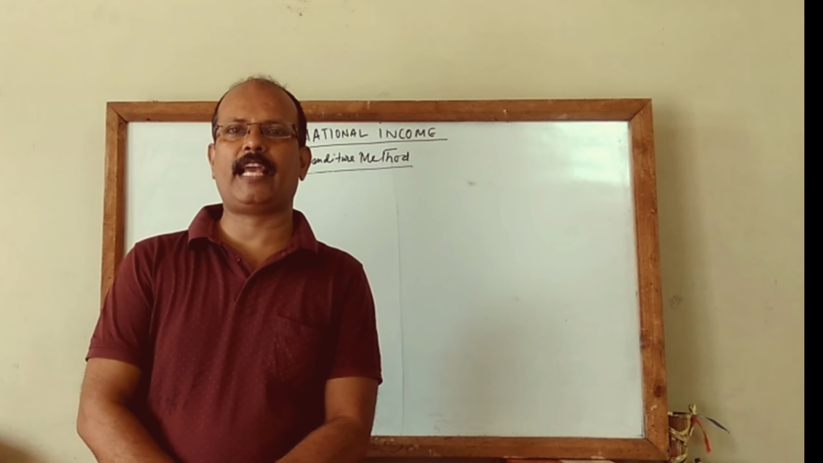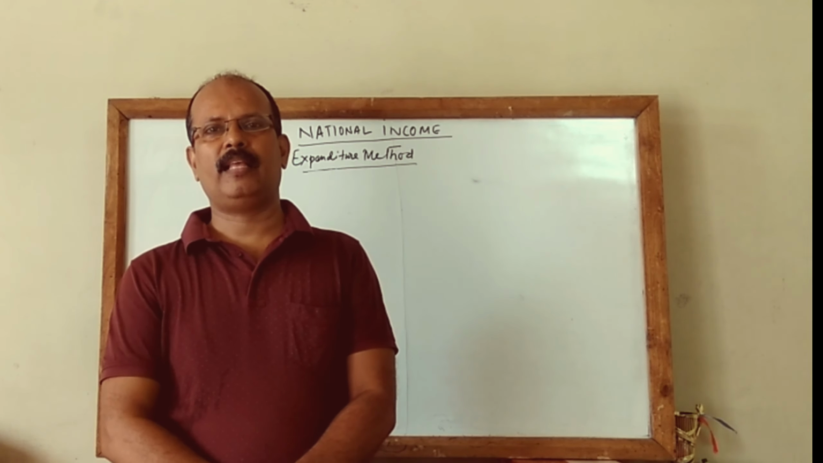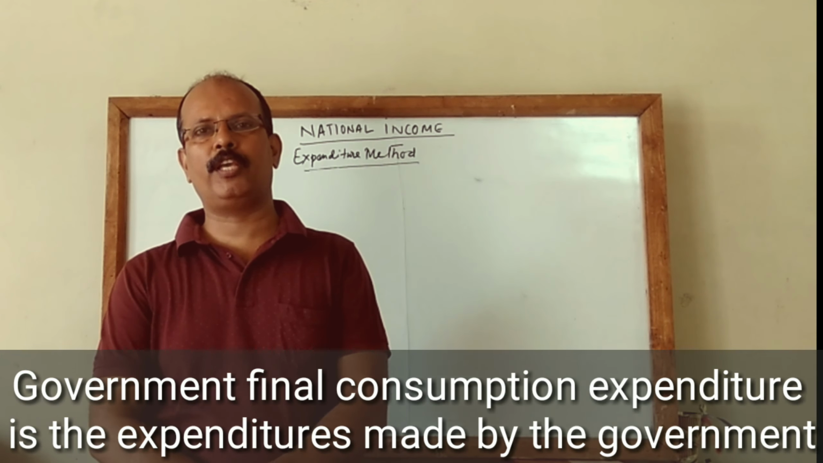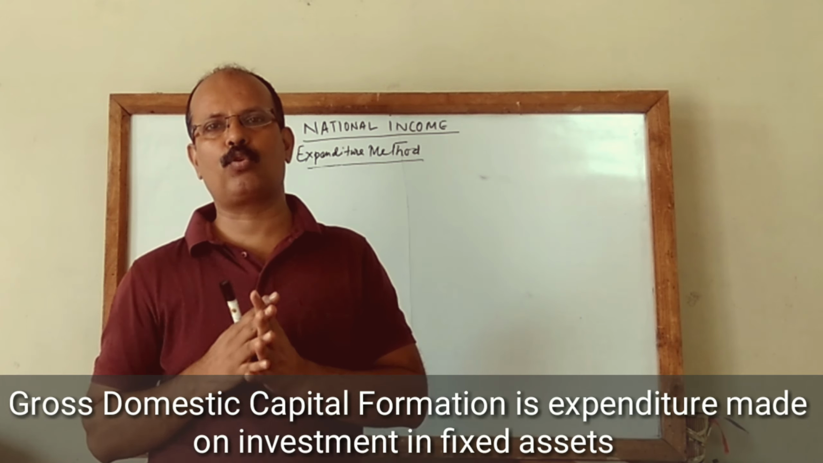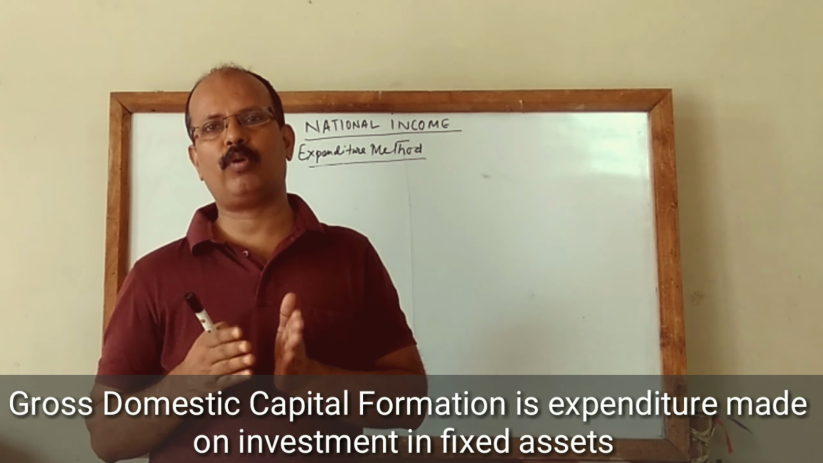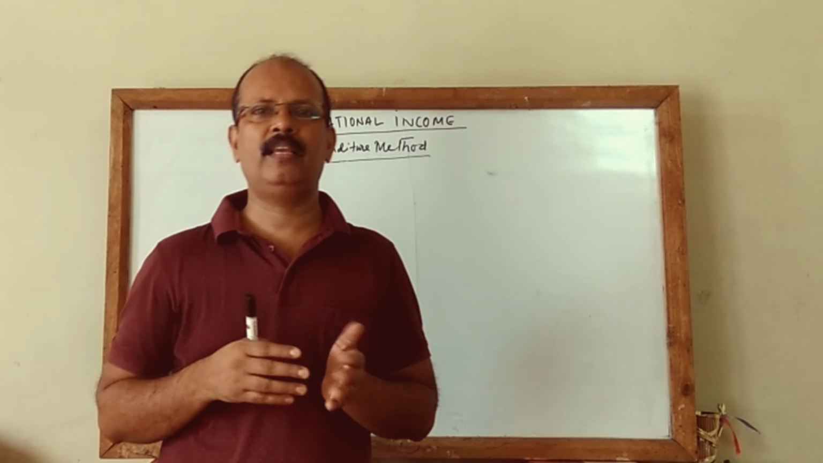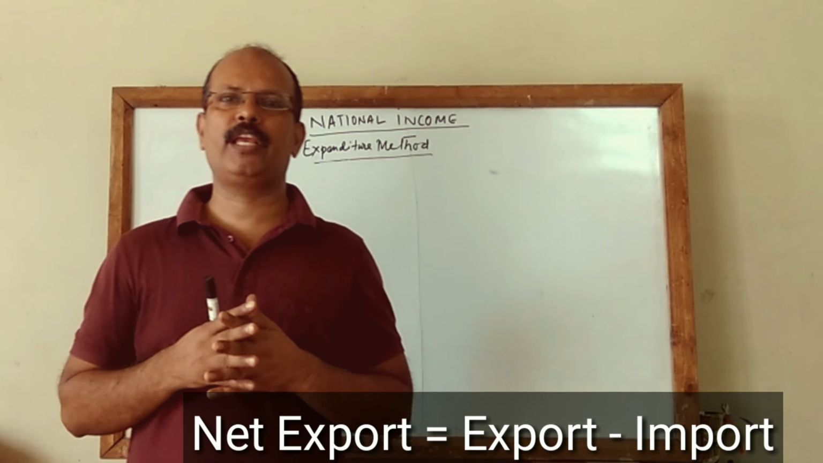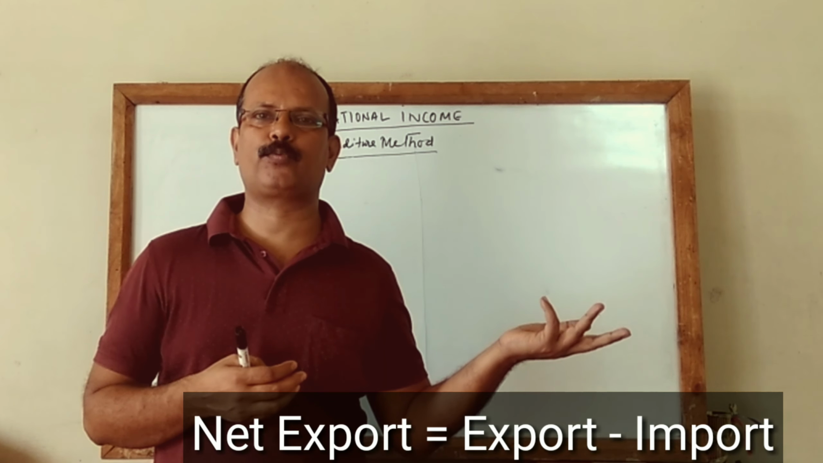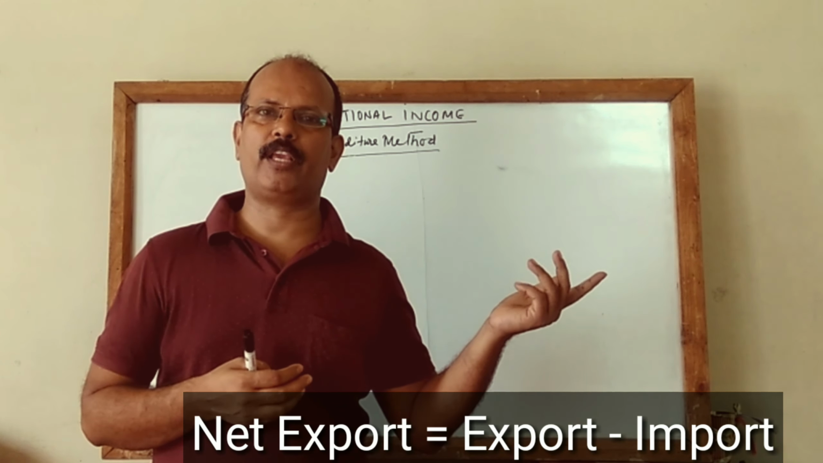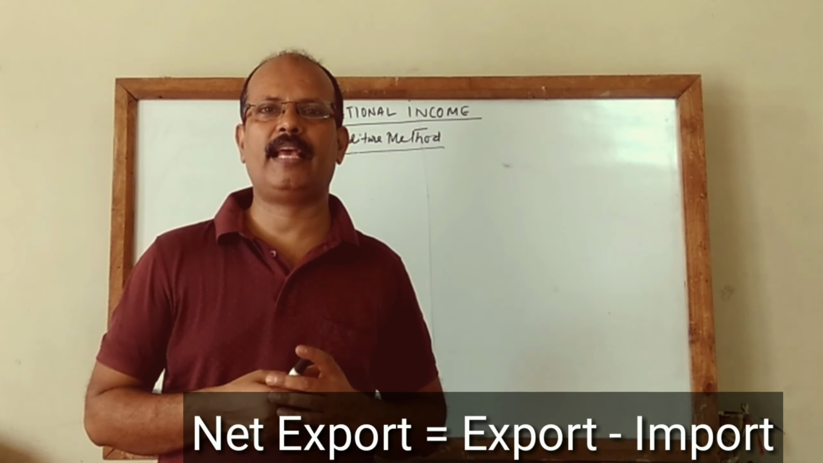Private consumption expenditure is made by private individuals and private entities. The next one is government final consumption expenditure. As the name indicates, it is the expenditure made by the government. The next one is gross domestic capital formation, which is expenditure on investment projects. And finally, net export, that means how much money we are getting from exporting our goods. Net exports means we are importing also and we are exporting, so the net value, export minus import, will be included here as net export.